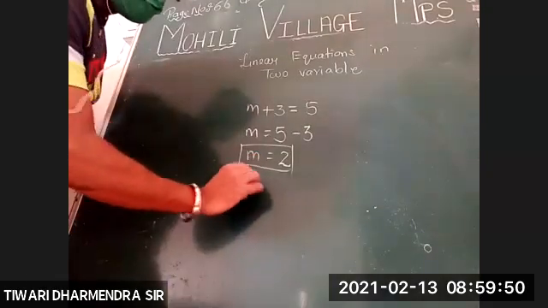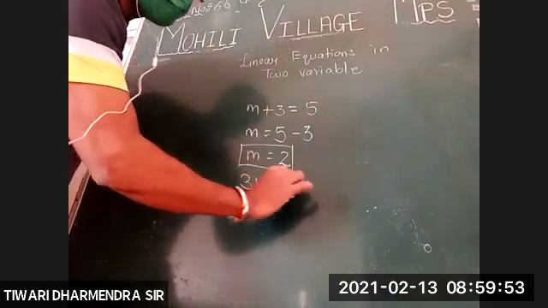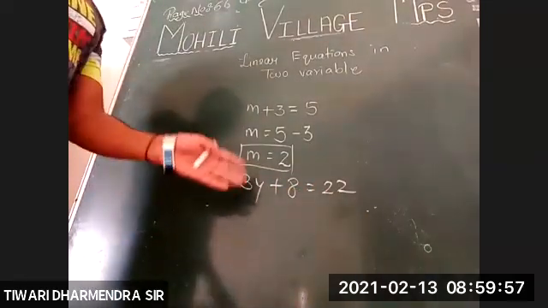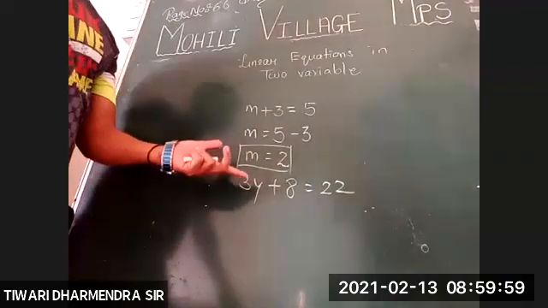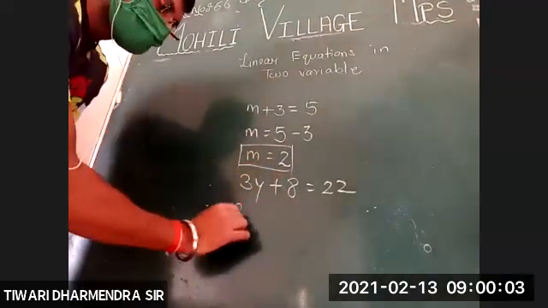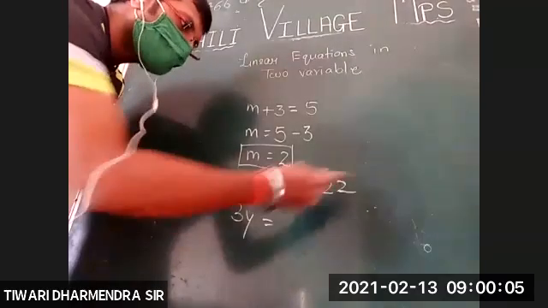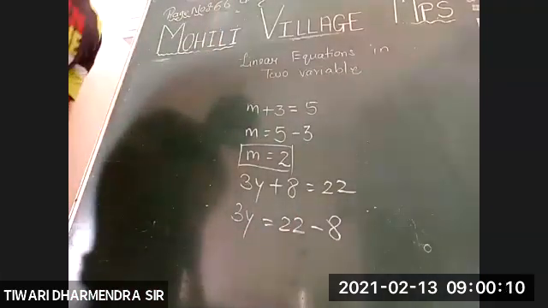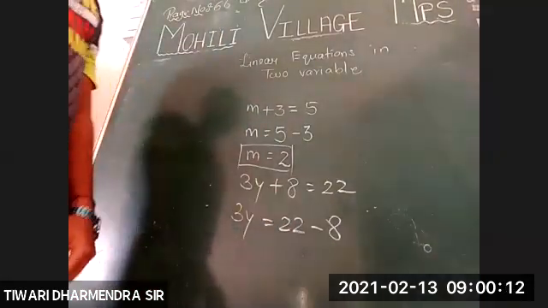Next is 3y plus 8 is equal to 22. Now, this is very simple. You can easily understand from this. What we need to do is, again, we have to take this 8 to that side, which will take the form of negative sign. So 22 minus 8.